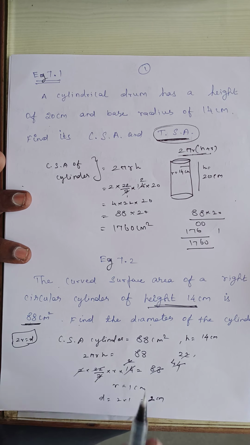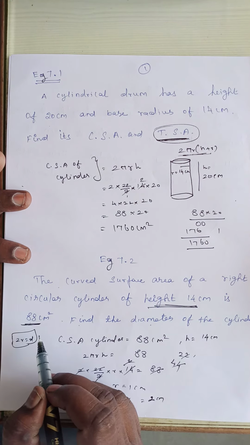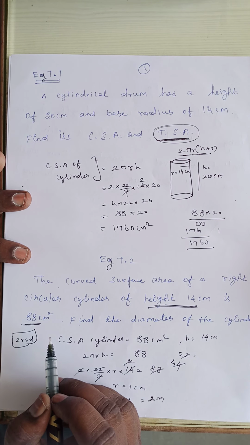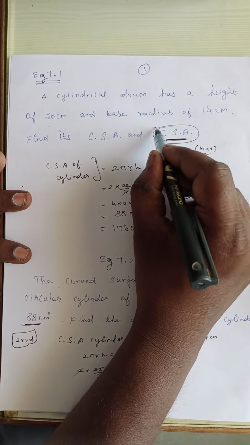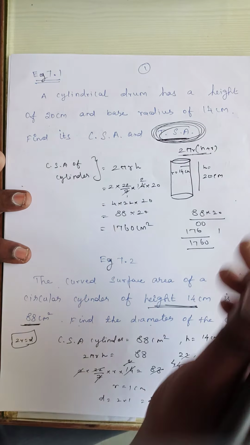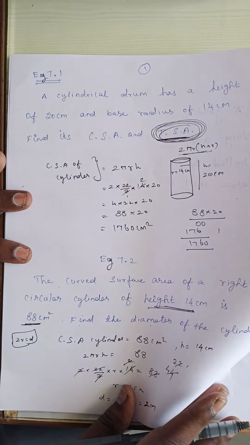Yes. Example 7.1, example 7.2. So already I told you the TSA of a cylinder. This you have to do yourself. Next one.